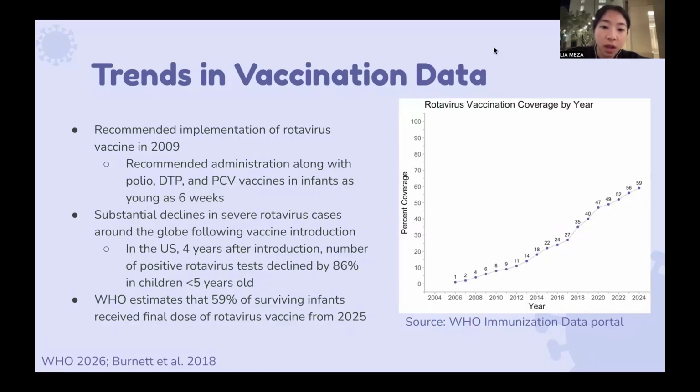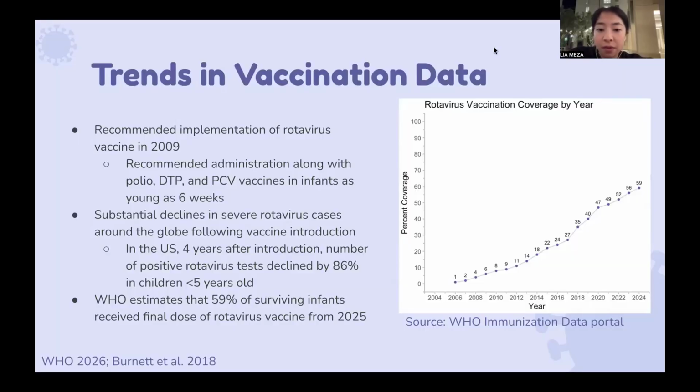So, the World Health Organization recommended the implementation of a rotavirus vaccine in 2009, and it was recommended to be administered along with polio, diphtheria, and pneumococcal vaccines in infants. And since then, there have been substantial declines in global severe rotavirus cases. And in the US, one study showed that positive rotavirus tests declined by 86% in children less than 5, only 4 years after the rotavirus introduction.